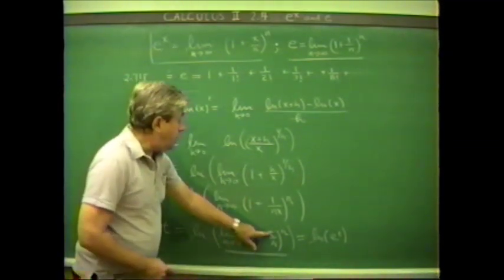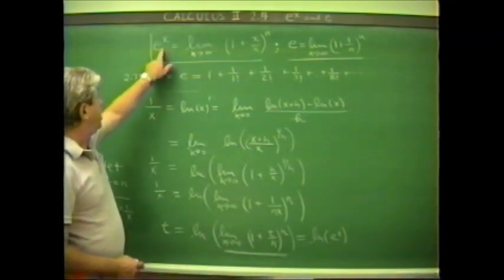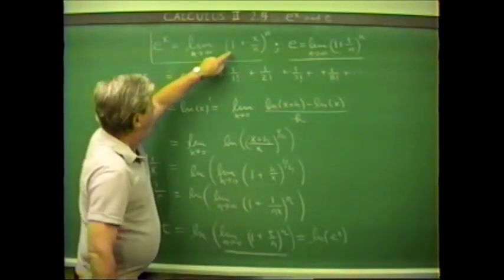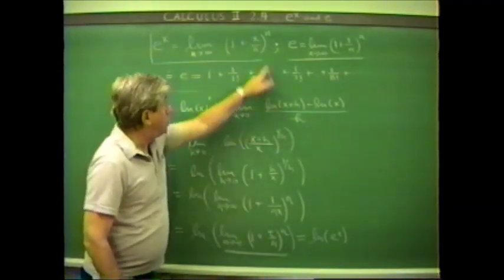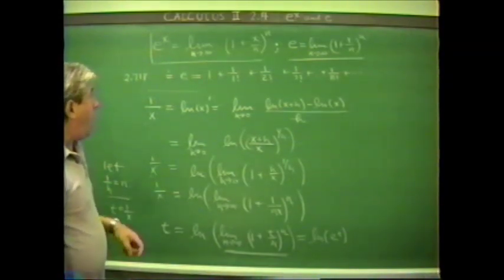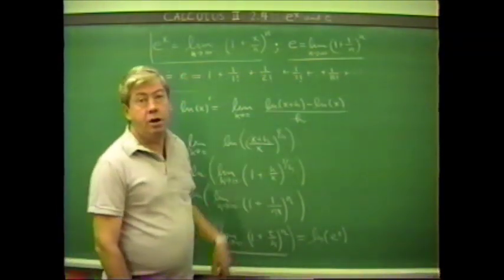And if we change the t now to an x, we find that e to the x is the limit as n approaches infinity of (1 plus x over n) to the nth power. So that gives you this formula here for e to the x, and this formula here for e.